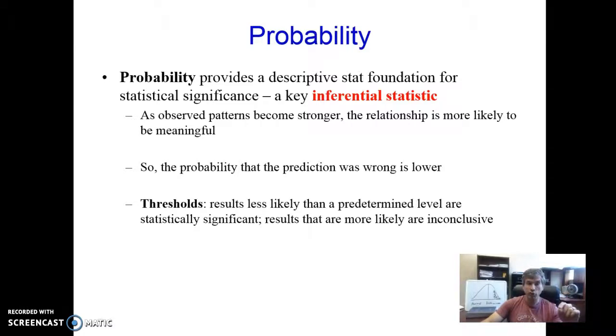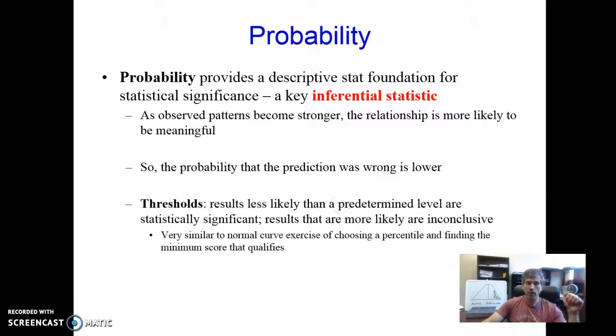Again, what a lot of this revolves around is that idea I've talked about a couple of times called thresholds. On those normal curve exercises where we picked a percentile we were interested in, we said, what's the minimum z-score you need to be in this area? That is finding a threshold, a border. Anything beyond this line has a lower probability than our threshold of happening. So we're going to consider anything beyond this line statistically significant. Anything that's not beyond this line has a higher probability than our minimum, and so we call them inconclusive. So again, it's really similar to that normal curve stuff that we've done in the last module.